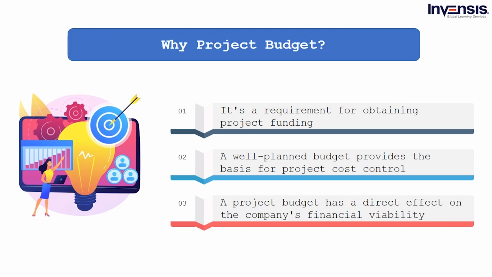Second, a well-thought-out budget serves as the foundation for project cost control. An end budget estimate allows you to compare the project's real cost to the approved budget and determine how much money you've already spent. In addition, it will show you how the project is progressing and whether any adjustments to the plan are necessary. Third, the financial viability of a corporation is directly affected by a project budget. When a project budget is set properly and with resource limits in mind, a project budget will boost the operating margin and improve overall project success.